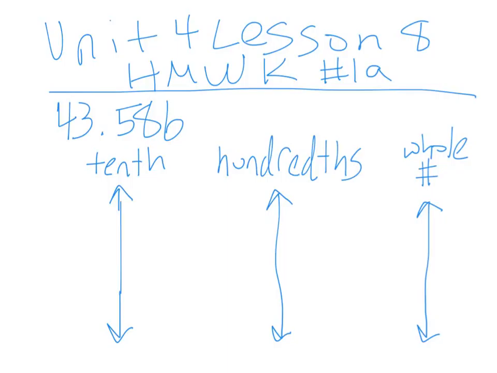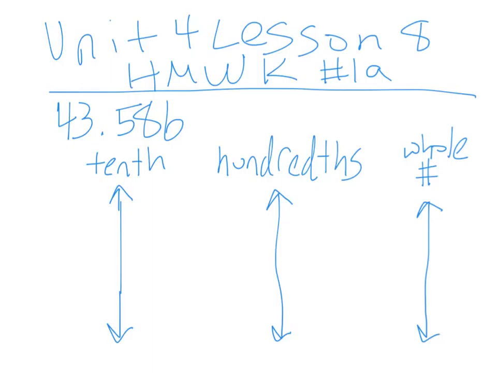Today's lesson, lesson 8 from our decimal unit, was on rounding decimals using place value and using a vertical number line. So we're going to look at 1A, and you have to round 43.586 in 3 different ways. The first way we're going to do it is to the nearest tenth. The way we did it in class today is on the vertical number line.